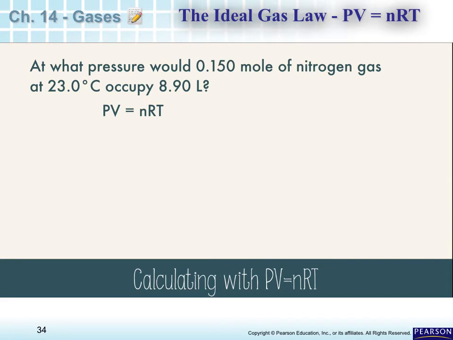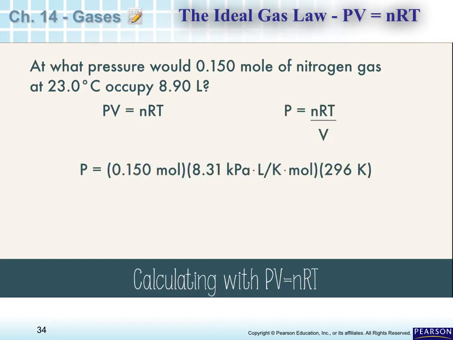At what pressure would 0.150 moles of nitrogen gas at 23 degrees Celsius occupy 8.9 liters? We're going to use PV = nRT here, and since we're trying to find pressure, we'll rearrange the equation to get pressure by itself. Now we just need to actually plug in our data. When it comes to choosing which R value to use, it's actually up to you in this case, since no specific unit of pressure was requested. I'm going to use 8.31 kilopascal liters per Kelvin mole because kilopascal is the SI unit. Now, don't forget, you need to turn Celsius into Kelvin whenever you're doing mathematical problems.